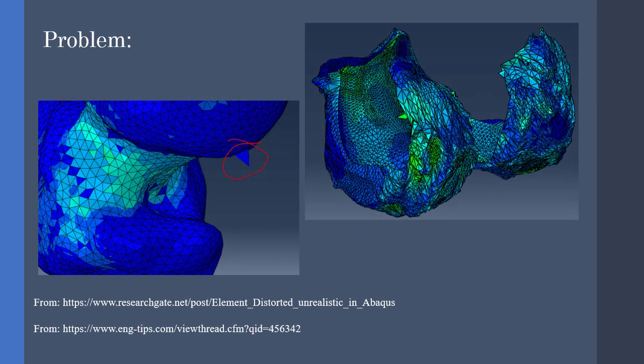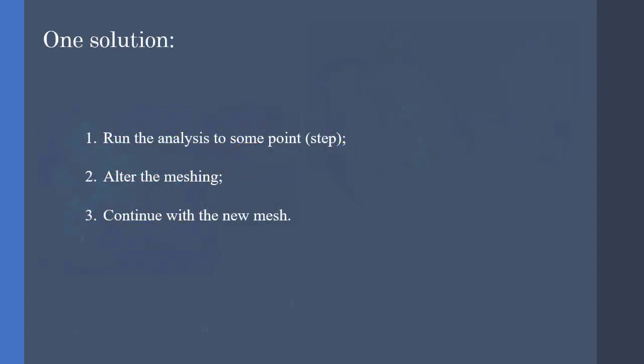In some simulations our analysis is halted by a mesh distortion error. It gets more severe if your analysis has multiple steps. So one way to solve such a problem is to change your mesh type or seed size. In most cases we have to use a denser mesh or a more complex meshing. While this solves the problem, it is likely to make the analysis slower.